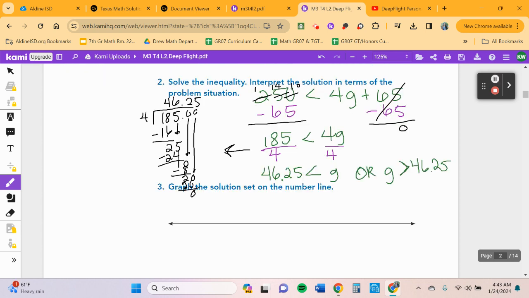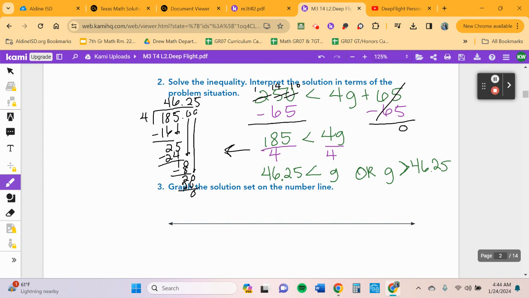Alrighty, now that you've had time to work, go ahead and compare your work to mine. I solved this two-step inequality by first subtracting 65 from both sides. When I subtracted 65, I got 185 is less than 4g. Then my last and final step was to divide both sides by 4. When I divided by 4, I got 46 and 25 hundredths is less than g, or you can also write it g is greater than 46 and 25 hundredths.